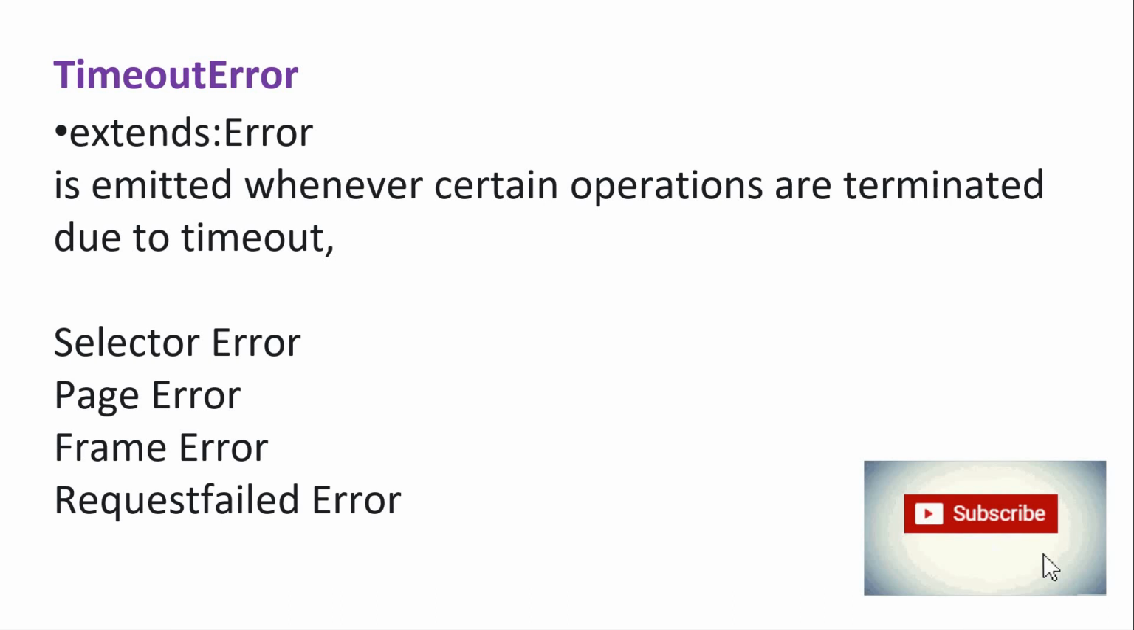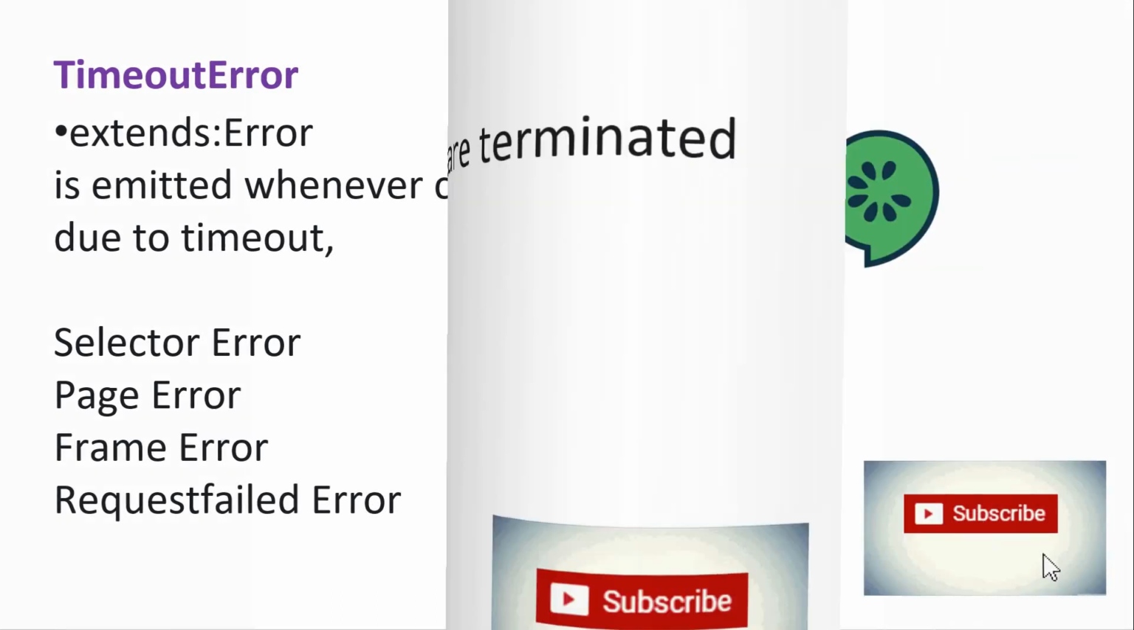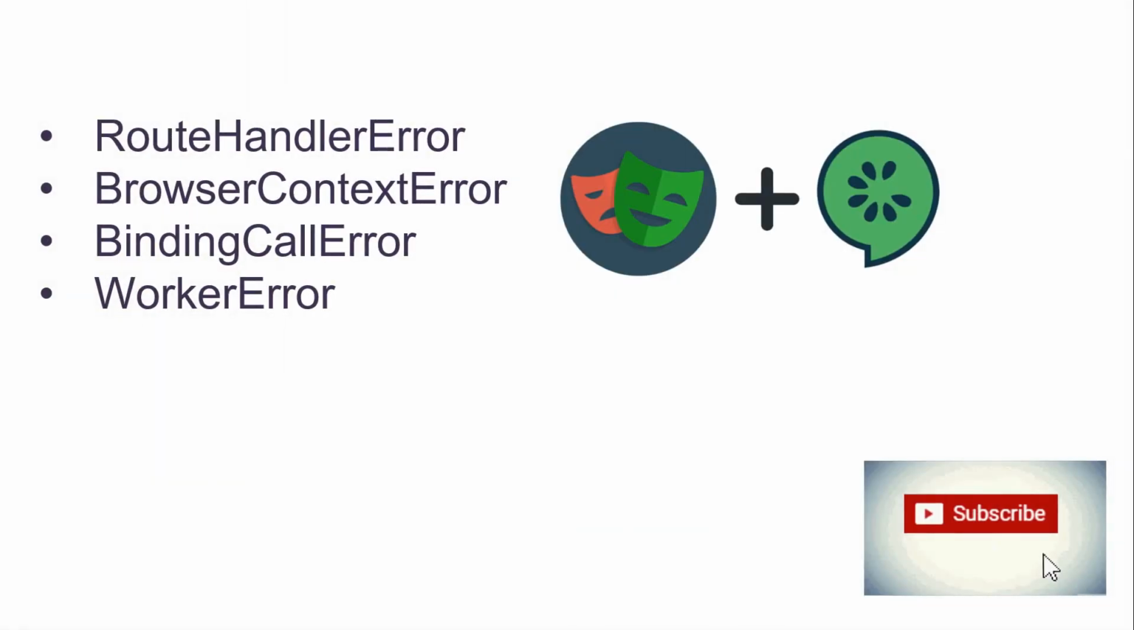Request failed error represents failure in network request or response handling. So when your request fails due to some server issue, or it is not handling properly when you have a 500 or something, then it will be a request failed error. Then we have route handler error, which represents errors when handling routes or intercepting network requests. So when you use something like a proxy and everything, it will be a route handler error.